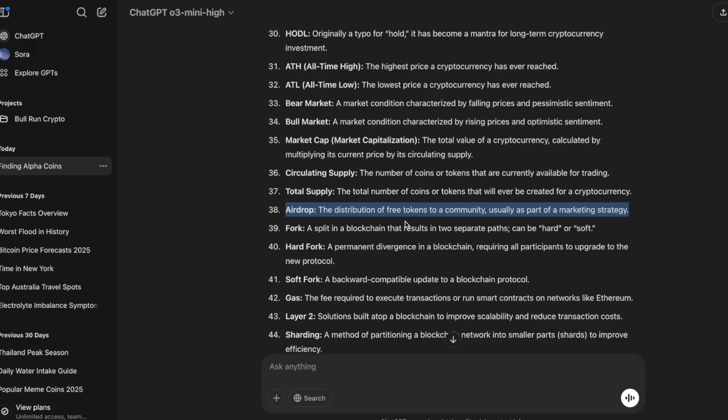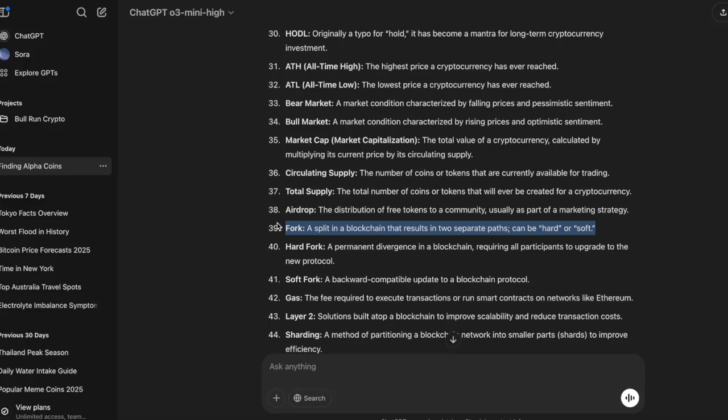Airdrop, the distribution of free tokens to a community, usually as part of a marketing strategy. If you started a meme coin, you may want to give away cryptocurrency to your friends and family. But keep in mind, you would have had to have bought those coins to sell. So you're really giving away some of your money, but you're trying to build your community. That's an airdrop. Typically, coins are investing in you as an investor when they're doing that, hoping that you hold and you don't just dump on them.